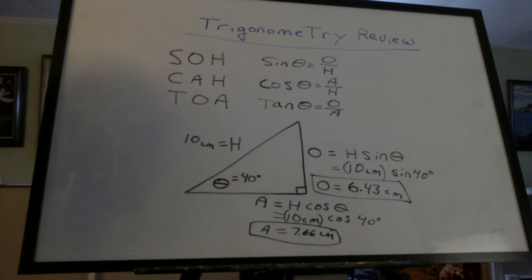Could I check this using the Pythagorean theorem? Just square that, square this, add them together, square root, and you're going to get your 10 back. I mean, it's really, really close. So yeah, that's a great way of checking.